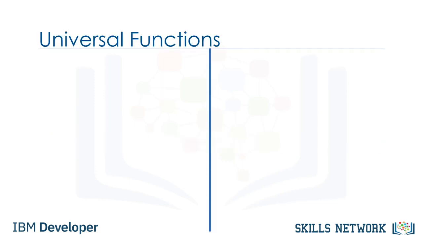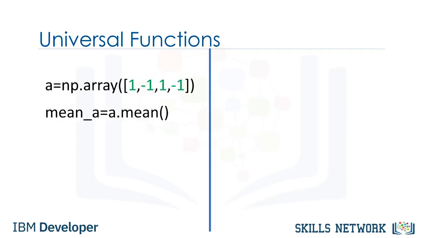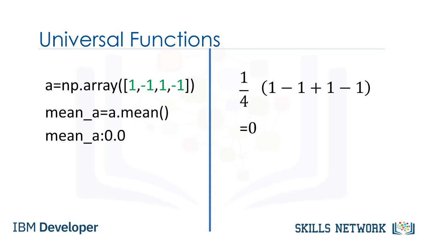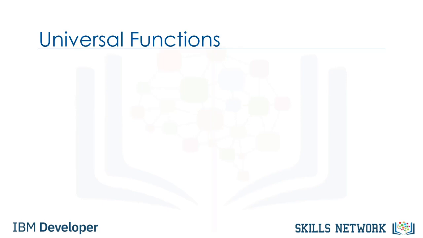We can apply a universal function to a NumPy array. Consider the array A. We can calculate the mean or average value of all the elements in A using the method mean. This corresponds to the average of all the elements. In this case, the result is 0. There are many other functions.